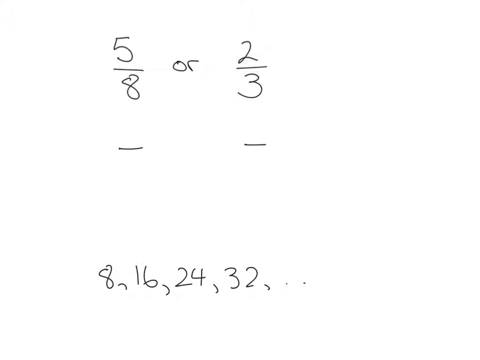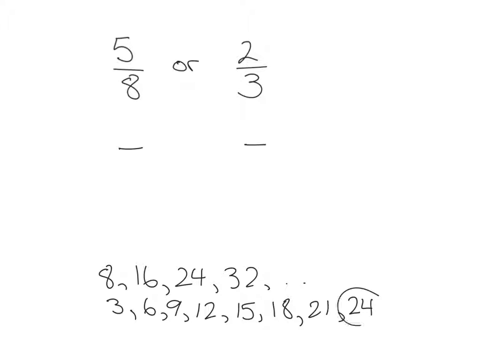Now I'm going to do the same thing with 3. I'm going to try to find a spot where they match. So 3, 6, 9, 12, 15, 18, 21, still haven't found one, 24, there it is. There is that special number. I want to get a denominator of 24 for each of these. So I ask myself, 8 times what gives me 24? We know it's 3. So 8 times 3 is 24, so we have to do the same thing to the top to keep this fraction equivalent. 5 times 3 is 15.